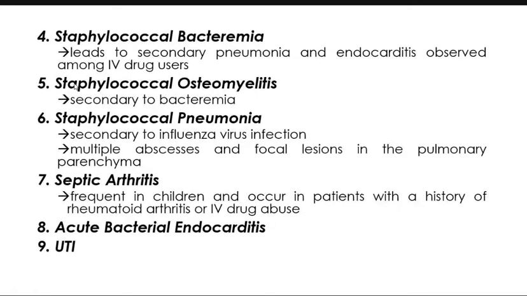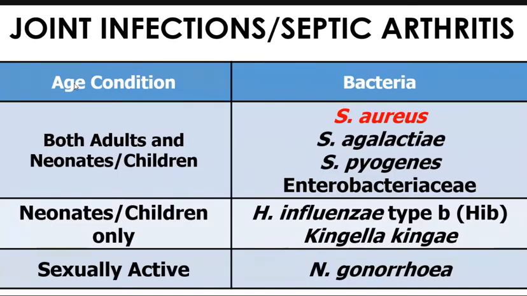Then we have staphylococcal pneumonia, secondary to influenza virus infection. We have septic arthritis, which is frequent in children and occur in patients with a history of rheumatoid arthritis or intravenous drug abuse. And you have our acute bacterial endocarditis and also urinary tract infections. So those are the different infections that Staphylococcus aureus can cause.